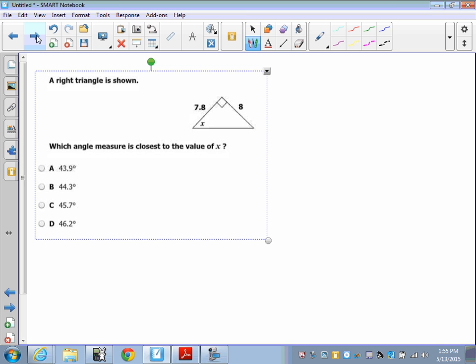Okay, let's look at this one. We have a right triangle, so again, Sohcahtoa, Pythagorean Theorem. Which angle measure is closest to the value of x? So this time we need an angle. That means we're using Sohcahtoa. Remember, it's when you have or need an angle, you're using Sohcahtoa.